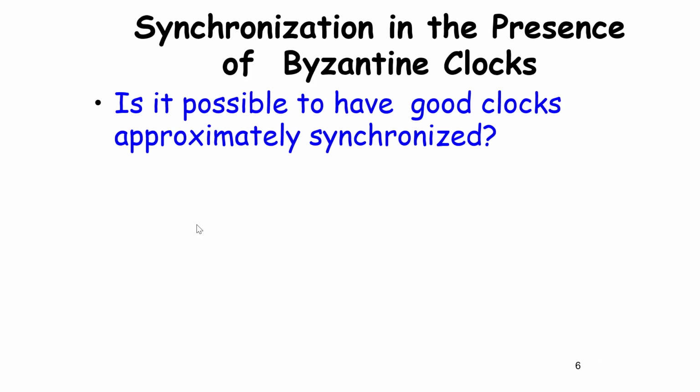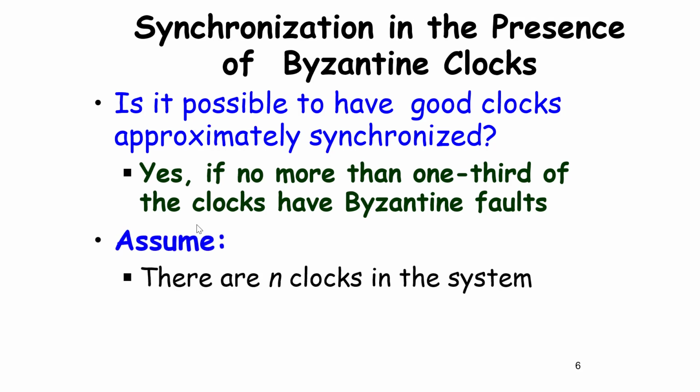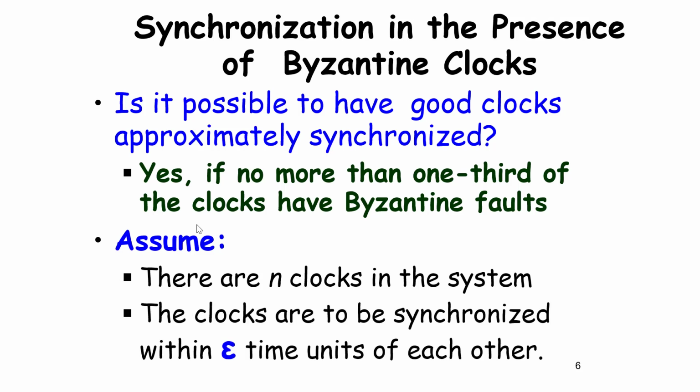So how do you synchronize in the presence of Byzantine clocks? Is it possible to even have approximate synchronization? Well, yes. Again, the same one-third rule applies. If no more than a third of the clocks are Byzantine faults, then it is possible to come up with an algorithm. Assume that there are n clocks in the system. We will have the standard terminology in this lecture that there are n clocks in the system, and M out of those n are the ones with Byzantine failures or Byzantine faults.